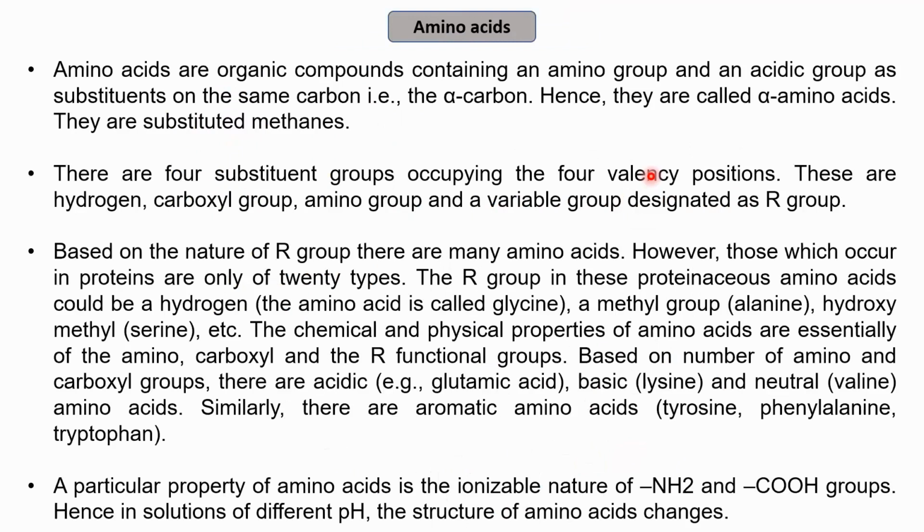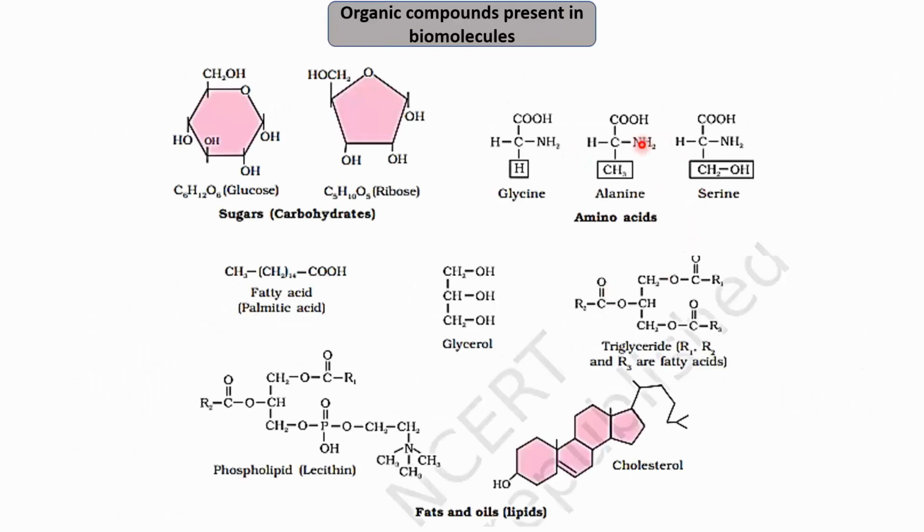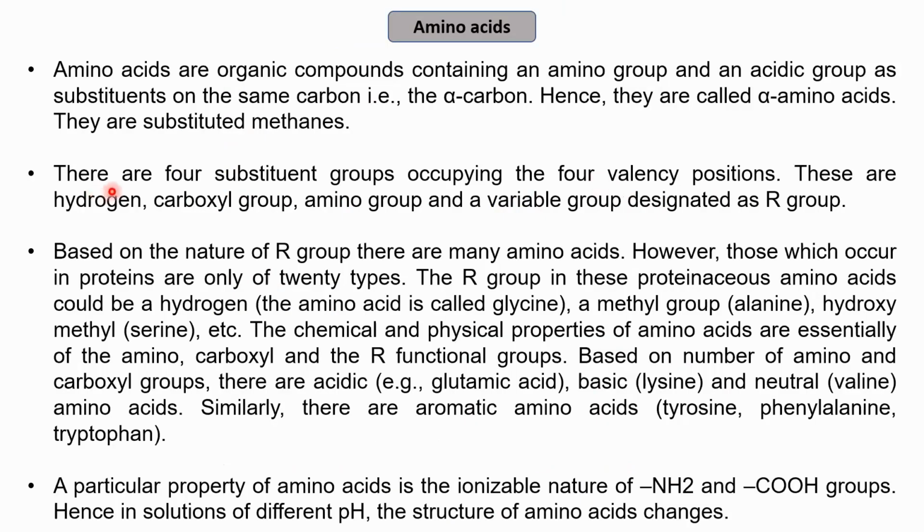So based on the R group which is present, there are 20 different types of amino acids which are present inside the human body. There are 4 substituent groups occupying the 4 valency positions, and these are hydrogen, carboxyl group, amino group, and a variable group designated as R group. Based on the nature of the R group, there are many amino acids which are present in the living organisms. However, those which occur in proteins are only of 20 types. These 20 types of amino acids combine in different orders to form different types of proteins.